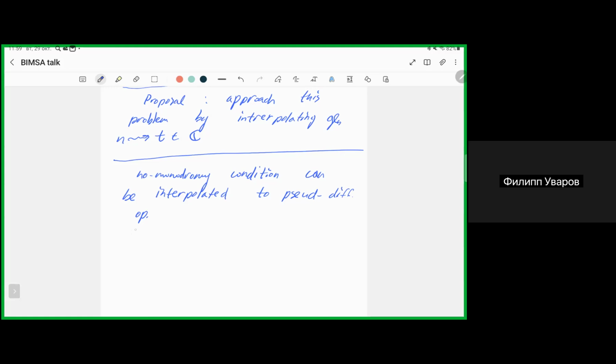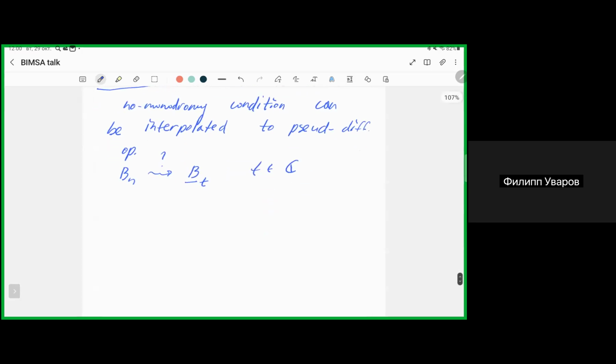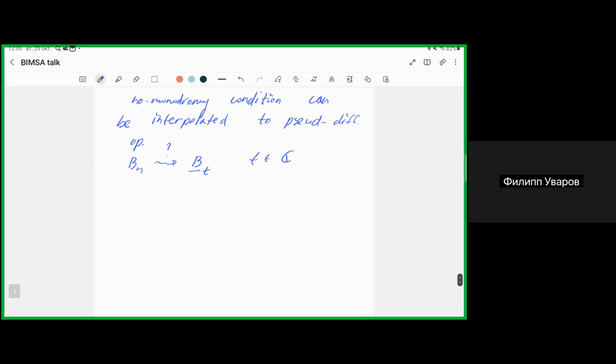But what about the other side? Can we take our Bethe algebra and get something like B_t where t is any complex number? And the answer is yes, we can. And the correct language for that is what is called the Deligne category.